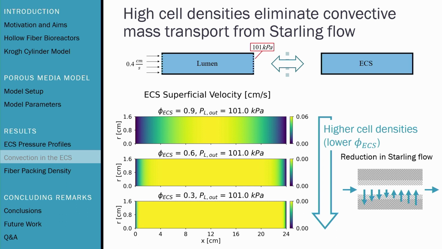And one more thing to highlight is that I then looked at closing the ECS port and instead setting the lumen back pressure to a reference pressure of atmospheric again. And what this highlighted is that you do see the anticipated Starling flow at low cell densities, which is when flow leaves the fiber lumen for the first half of the fiber and then returns to the fiber lumen in the second half of the fiber. But even this form of convective transport is expected to disappear at high cell densities as the cells plug up the space.